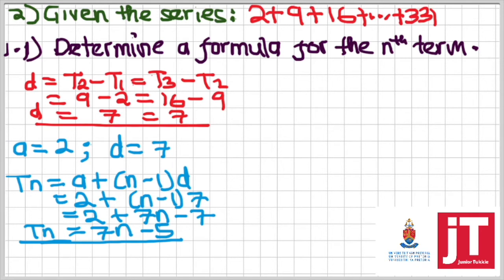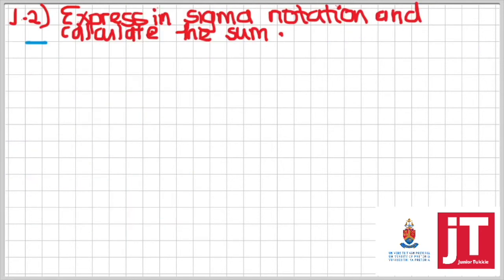We proceed. 1.2 is saying express in sigma notation. So we want to express that given series in sigma notation, having determined the formula. So we want to express in sigma notation and to calculate the sum.